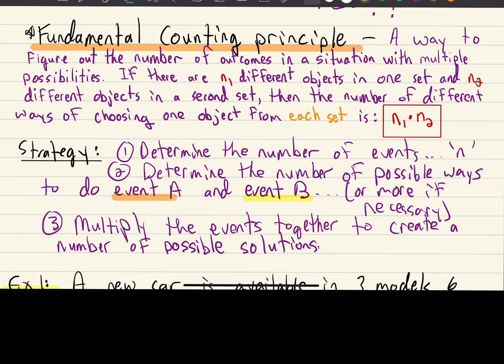And the official principle is stated like this: if there are n1 different objects in a set and n2 different objects in the second set, then the number of different ways of choosing one object from each set, and that's a key word here, in fact I'm going to underline that here, in each set, is n1 times n2.